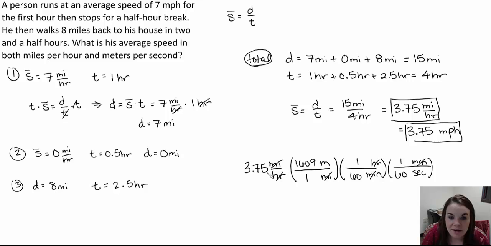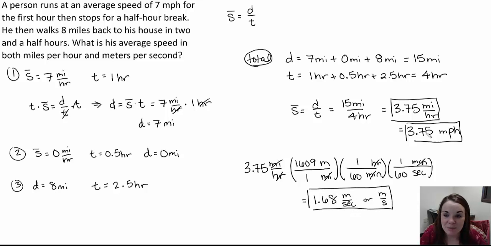So what I do is I take my 3.75, I multiply by everything that's on top, and I divide by everything that's on the bottom. And that gives me an average speed of 1.68 meters per second. Or we can just simply write m/s. So there we have it. We figured out the average speed in both miles per hour and meters per second.